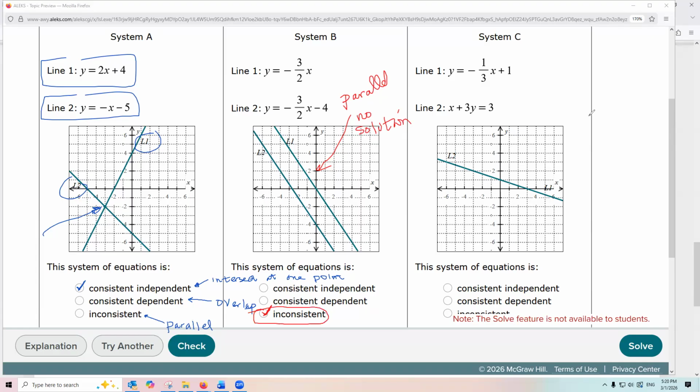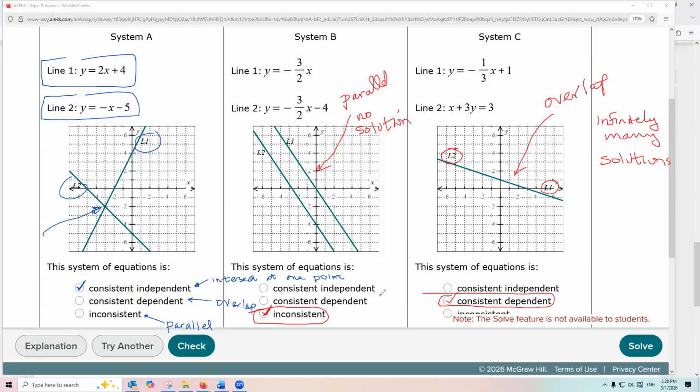All right, let's do one more over here on the right side. This is a little tricky, but these are overlapping lines. The way I know that is they're showing it as L1 and L2 applying to the same line. So these are overlapping lines. This would imply infinitely many solutions. And when that happens, we call that consistent dependent.